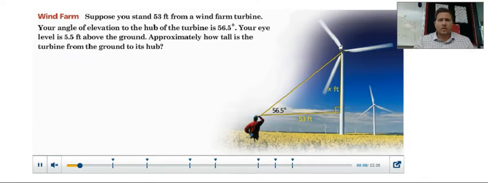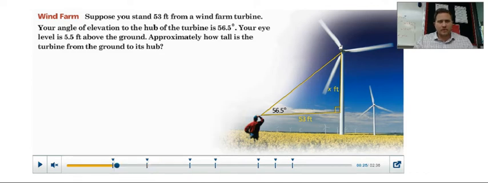All right. So my first problem says, suppose you stand 53 feet from a wind farm turbine. So here's 53 feet. The person is here. Your angle of elevation to the turbine is 56.5 degrees, so there's 56.5. Your eye level is 5 feet above the ground. Approximately how tall is the turbine? Okay, so here's my right triangle right here. This person is looking up, it's 53 feet away, so let's solve for x first.